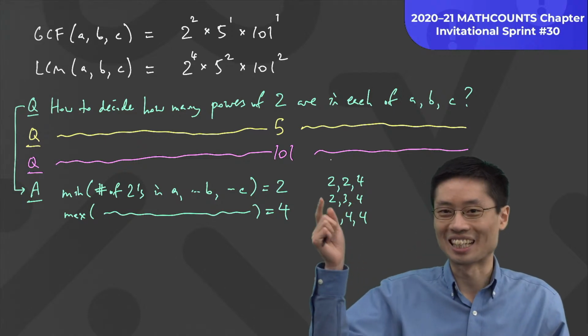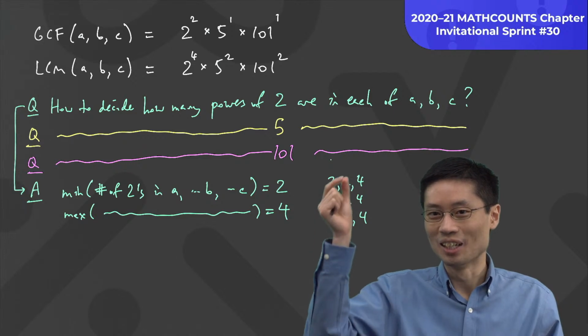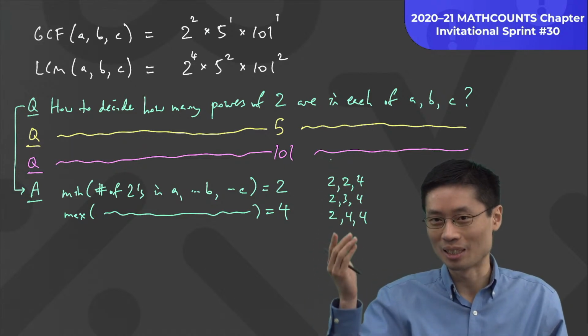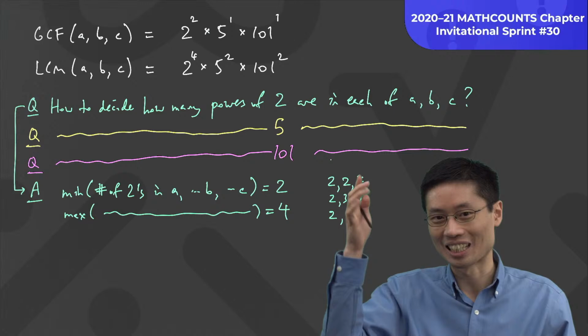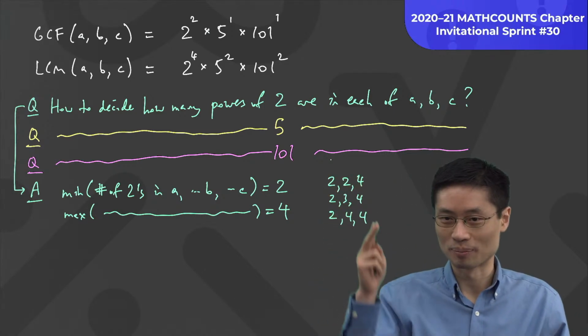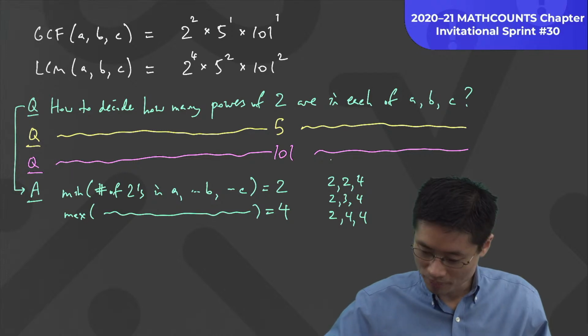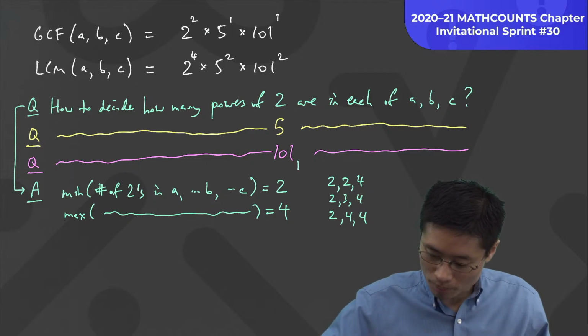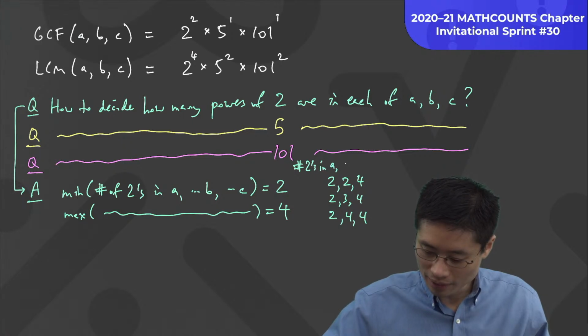The way I'm thinking of this is, how many 2's are in A? How many 2's are in B? How many 2's are in C? That's actually what these 3 columns mean. All right? How many 2's are in each of them? Let's label it somehow. So this is the number of 2's in A, B, and C.